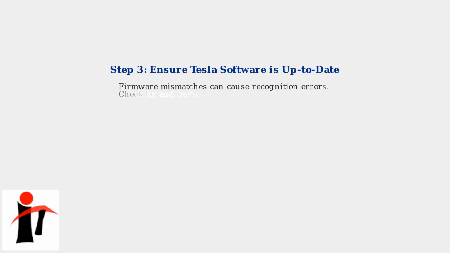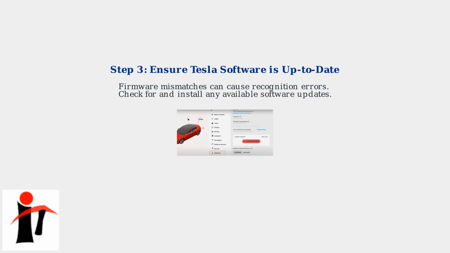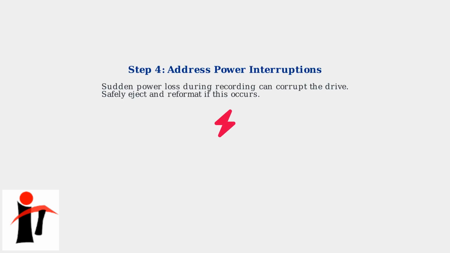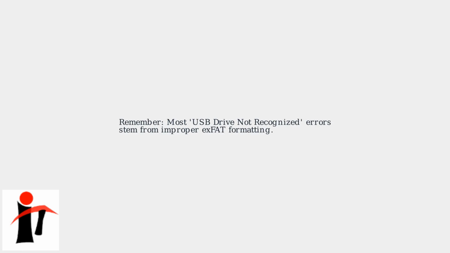Firmware mismatches between your Tesla's software and the USB drive can also trigger this error. Make sure your vehicle's software is fully up to date by checking the Software menu. Power interruptions while recording can corrupt the USB drive, leading to recognition errors. If this happens, safely eject the drive and reformat it in exFAT. In summary, the USB drive not recognized error is commonly caused by improper formatting, but can often be resolved by following these troubleshooting steps.